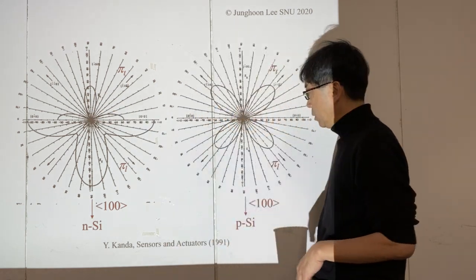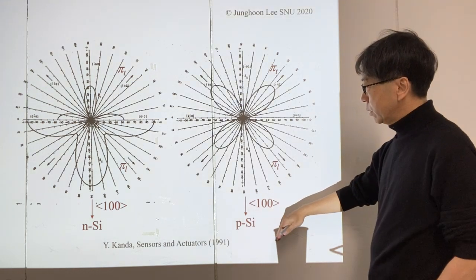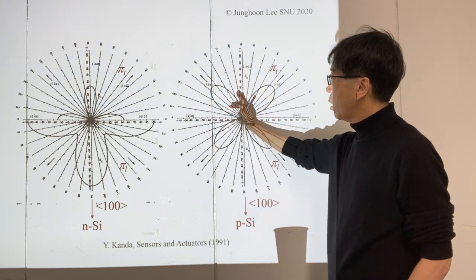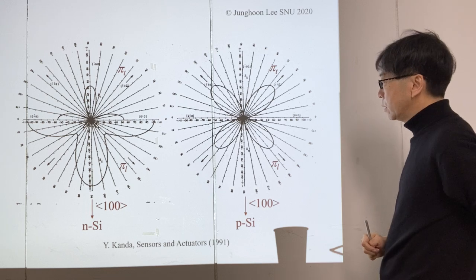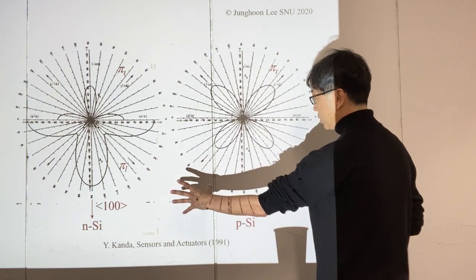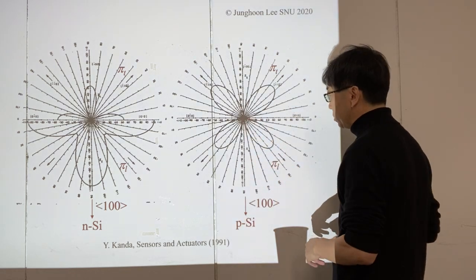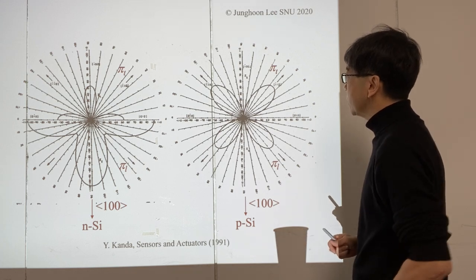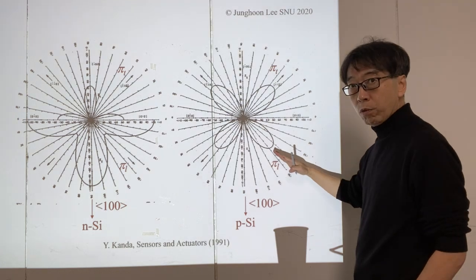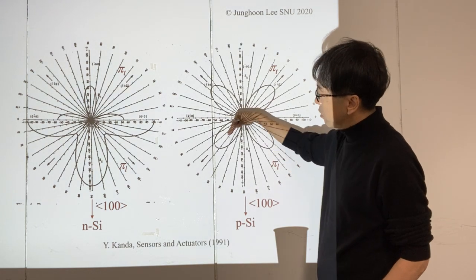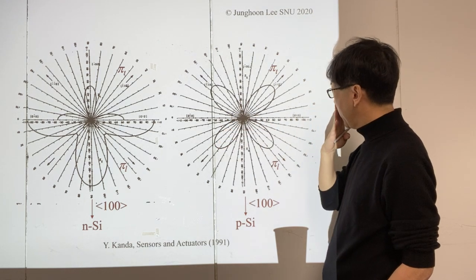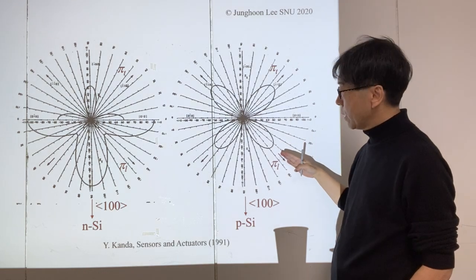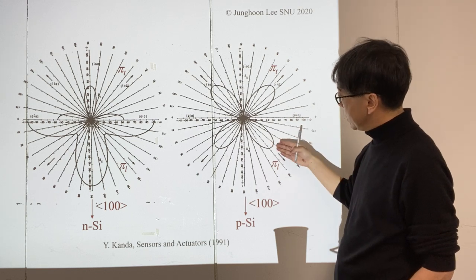Okay, if you have a p-type wafer right here, again this is the 100 direction, and these are the 010 and 0-1-0 directions respectively. Opposite to n-type silicon, p-type silicon shows almost nothing, no piezoresistive coefficient along the 100 or 010 direction. Instead they show very strong values along the 110 direction. So this will be the 110 direction, and this will be the 1-10 direction. If you take a look at the 110 direction, the longitudinal coefficient will be negative, and the value will be around 70.